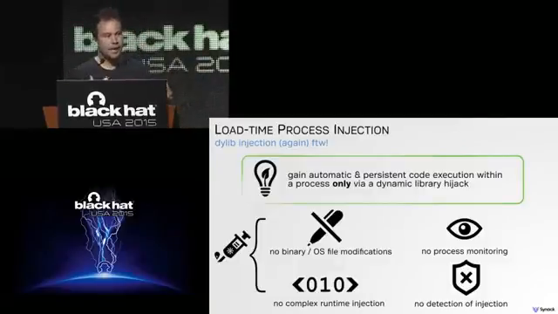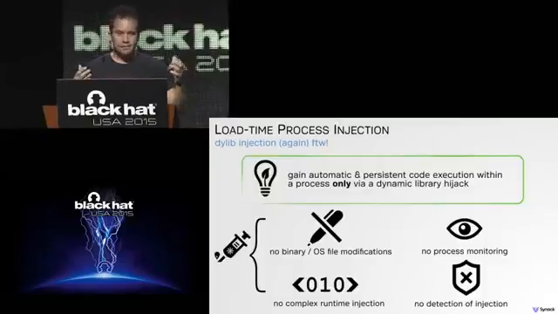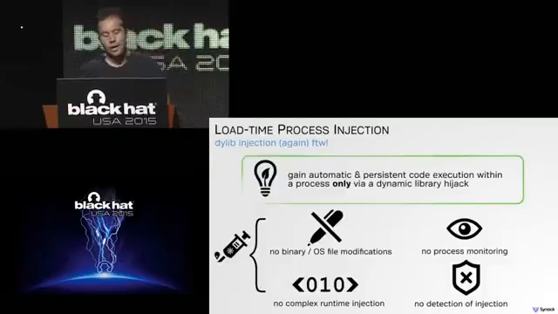So this just means more things that you can detect. It's also a touch complex. You're doing shellcode, stuff like that. And finally, it's easy, in my opinion, to detect. Process A shouldn't generally be creating remote threads in process B. So let's look at load time injection.